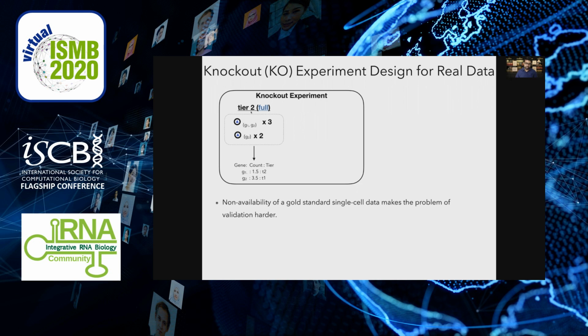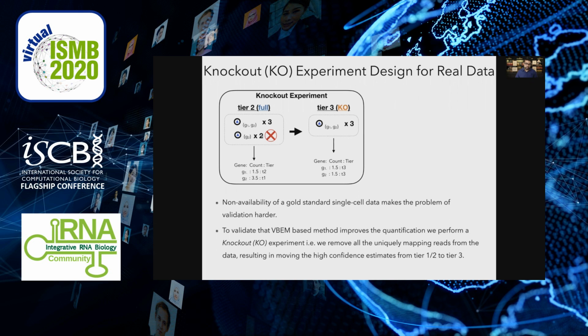Imagine you have a tier 2 kind of condition where you have some unique evidence and some ambiguous evidence based on gene 1 and gene 2, and I'm calling this the full experiment. What if we knock out the unique evidence from the full experiment and generate a new experiment? We call it the knockout experiment, where we only have the ambiguous evidence. If we quantify just based on the ambiguous evidence and are still able to produce quantification estimates close to the full estimates, then our method is doing something better.